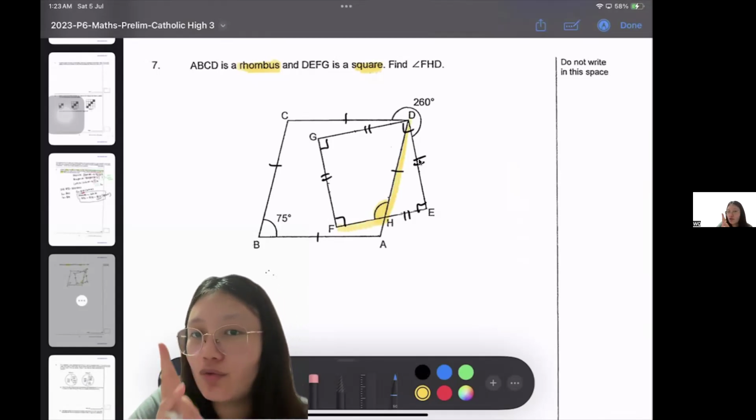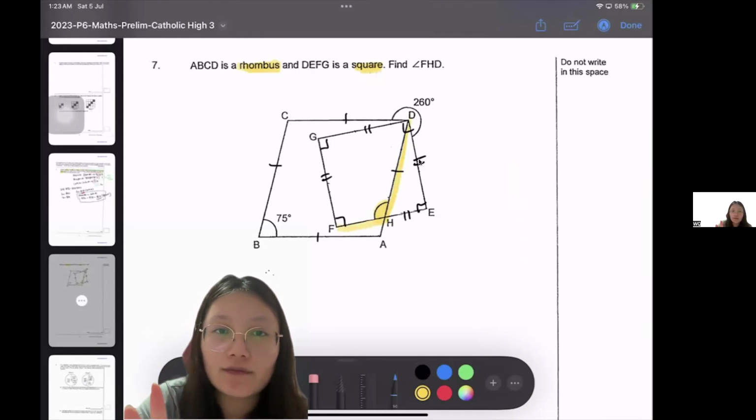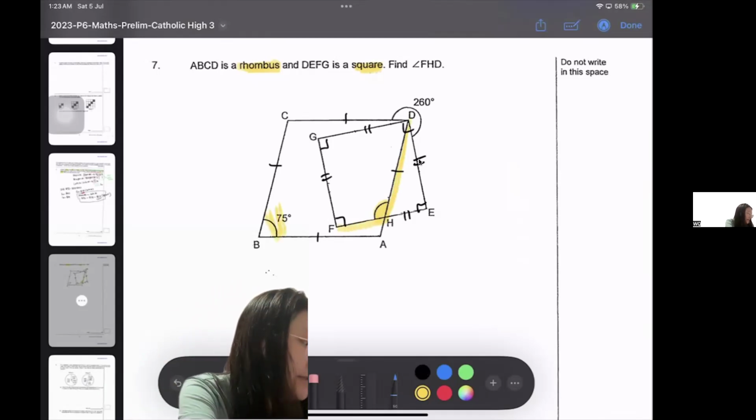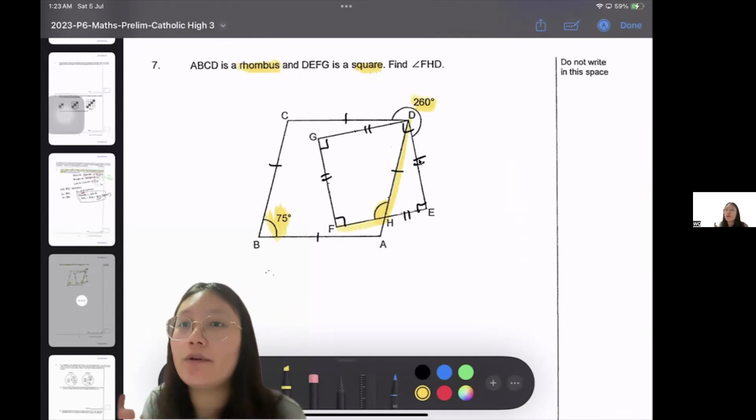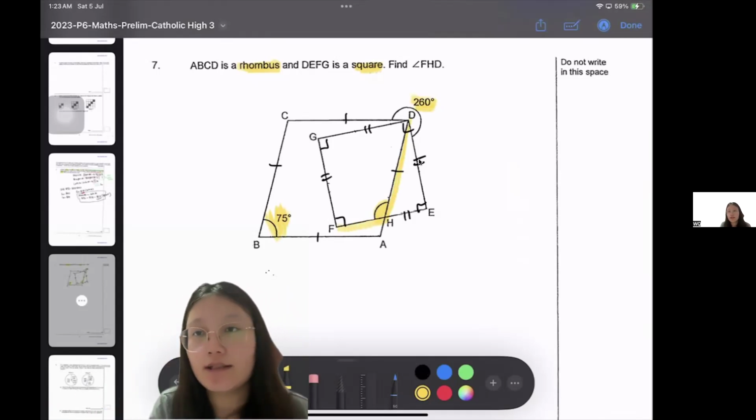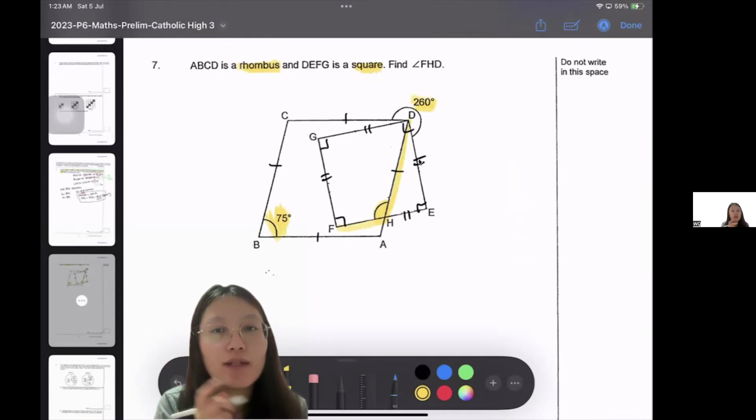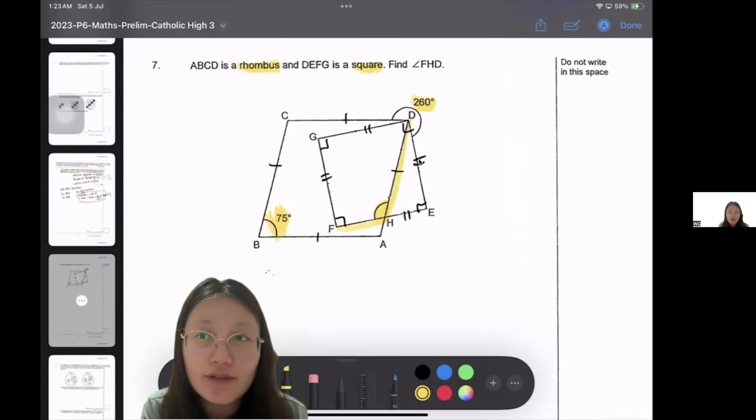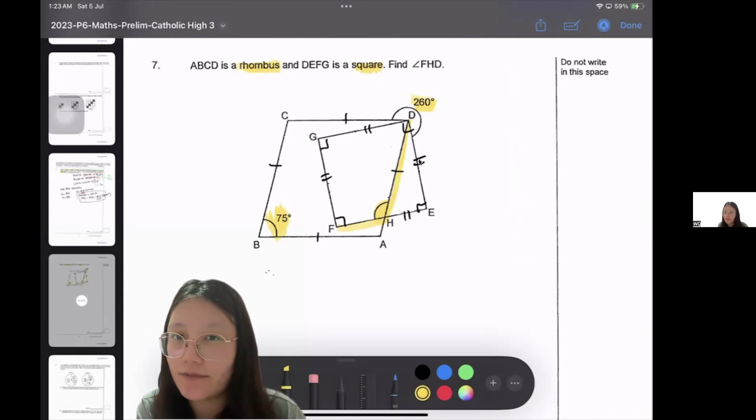We are given 2 angles. The 2 angles we are given are the 75 degrees and the 260 degrees. So make sure you use all the angles that they give you, because most likely there's a reason why the angles are there. So let's look at the 75 degrees first. Can we use the 75 degrees? How can we use the 75 degrees?